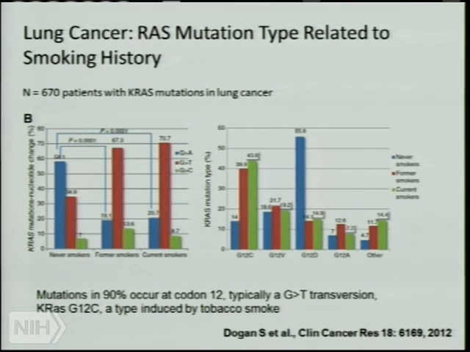So this is a nice study of lung cancer, 670 patients that have the KRAS mutation in lung cancer. And it's interesting to note that those who were current or former smokers have this nucleotide transversion of G to T at codon 12. That typically results in a glycine to cysteine mutation at codon 12, whereas the never smokers actually go to aspartic acid. So it's pretty interesting that tobacco smoke causes a typical mutation and a typical outcome.